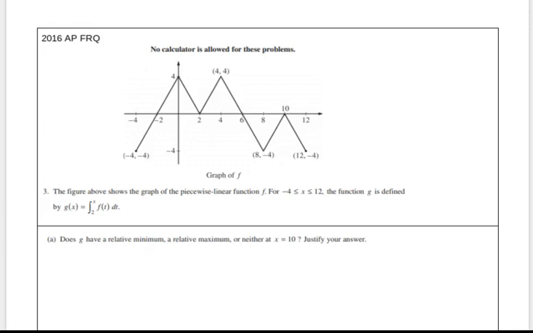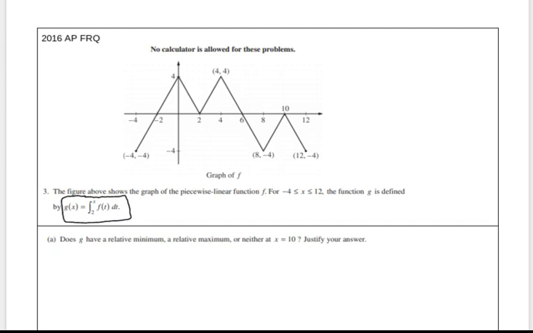Hey everyone, this is the 2016 FRQ question number 3. So we're given the graph of f, and that's this piecewise function. And then we're given that g of x is equal to the integral from 2 to x of f of t dt. So g of x is this accumulation function.